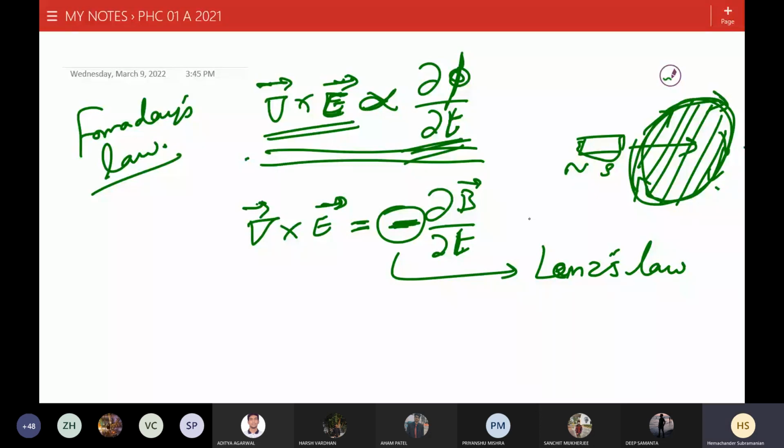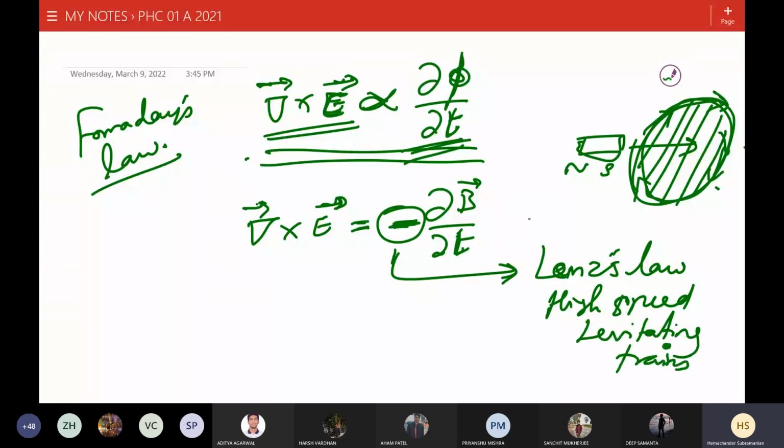Okay, and basically this negative sign, there is a lot of technological relevance to this negative sign. The whole high-speed trains, high-speed levitating trains, like in Japan and China, these trains basically fly, I mean literally fly, because of this negative sign. Okay, because the tracks are magnetized.